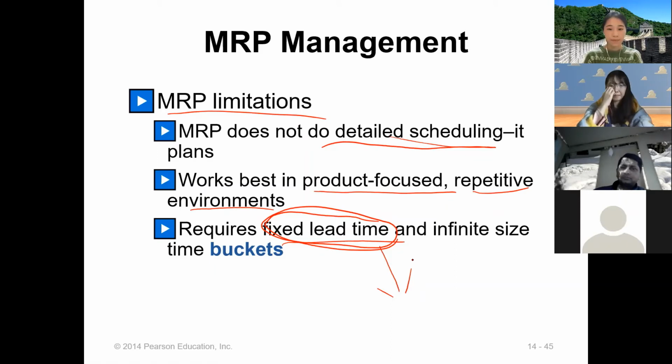And infinite size time bucket. Just now I mentioned the time buckets, that means 1 hour, 1 week, 2 weeks. You cannot assume infinite size. What if it is 1,000? Then you cascade down and you see 1,000 needed in 1 week, but you don't have the capacity. So it is related to capacity. So the limitation of MRP is that it's very idealistic.